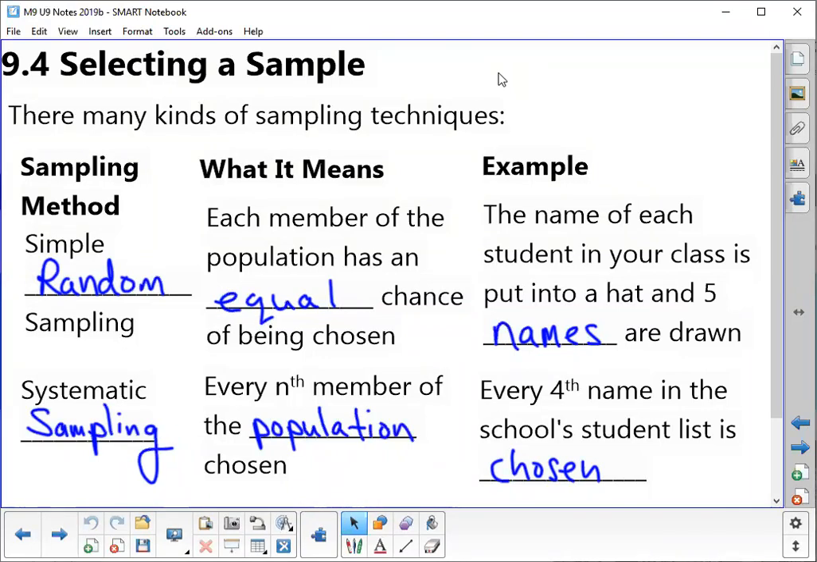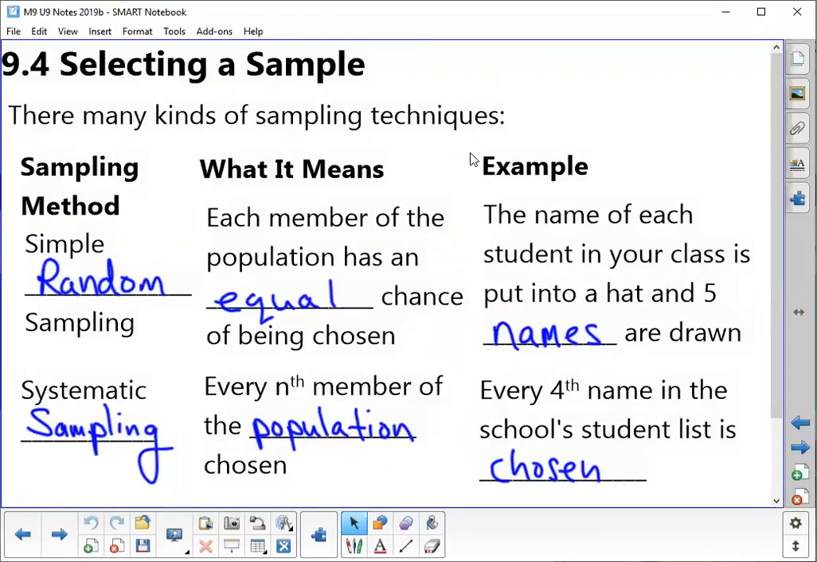So the first one that we're going to talk about is just a simple random sampling method. And this is when each member of the population has an equal chance of being chosen. For an example of this, you want to do a survey of your entire class, and you pull five class names out of a hat, and you randomly sample those 5 people. Just random, it's based on chance, and everyone has the chance of being chosen to have their say.